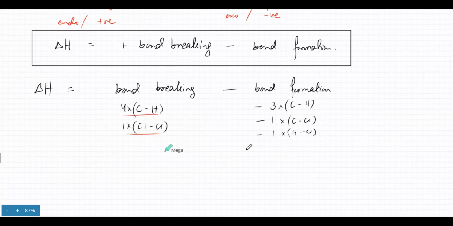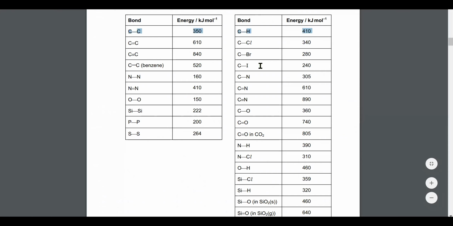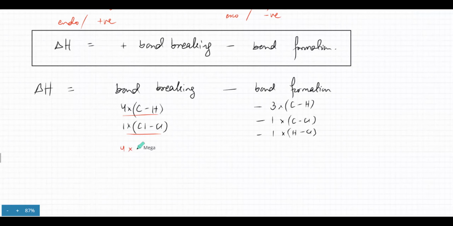So go and look at the data booklet and try and find out what the value is for CH bonds. So CH over here, this is CH given. Take it right at the top. The value that's given, the average value is 410. So we're going to place that over here. That's 4 times 410. You would have to break, and this is going to be your positive values, endothermic.